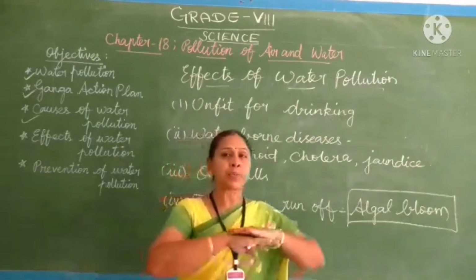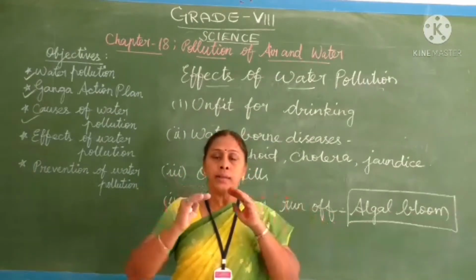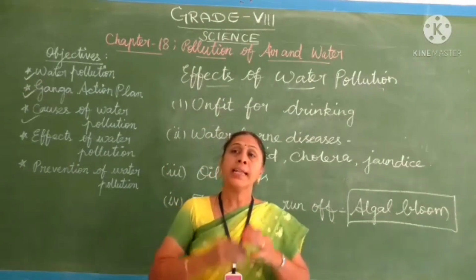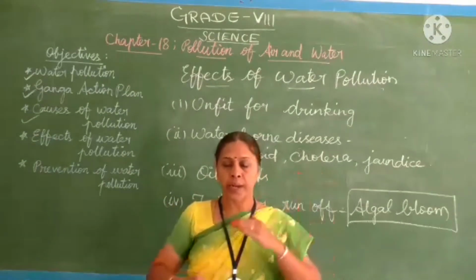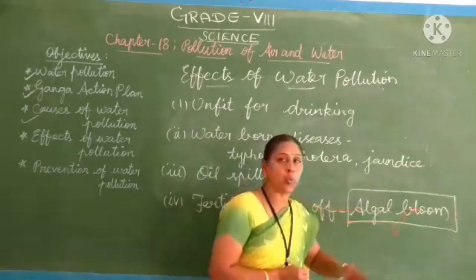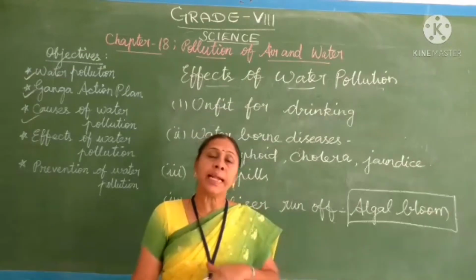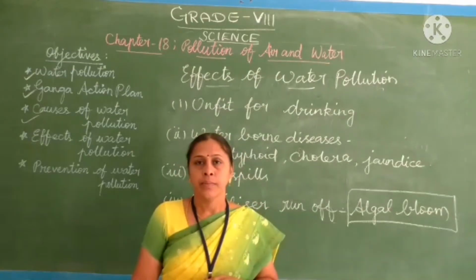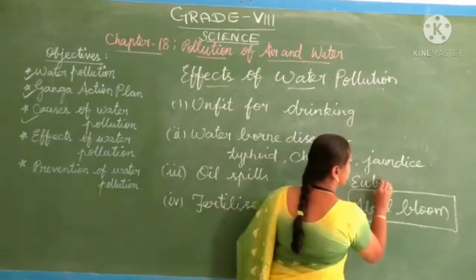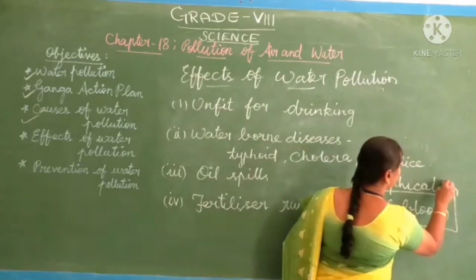And soon it will spread throughout the water body, and this also prevents the entry of sunlight into the water and the gaseous exchange between the atmosphere and the water body, and this is called algal bloom. This also leads to the death of living organisms. It is otherwise called eutrophication. This process of algal blooming is called eutrophication.